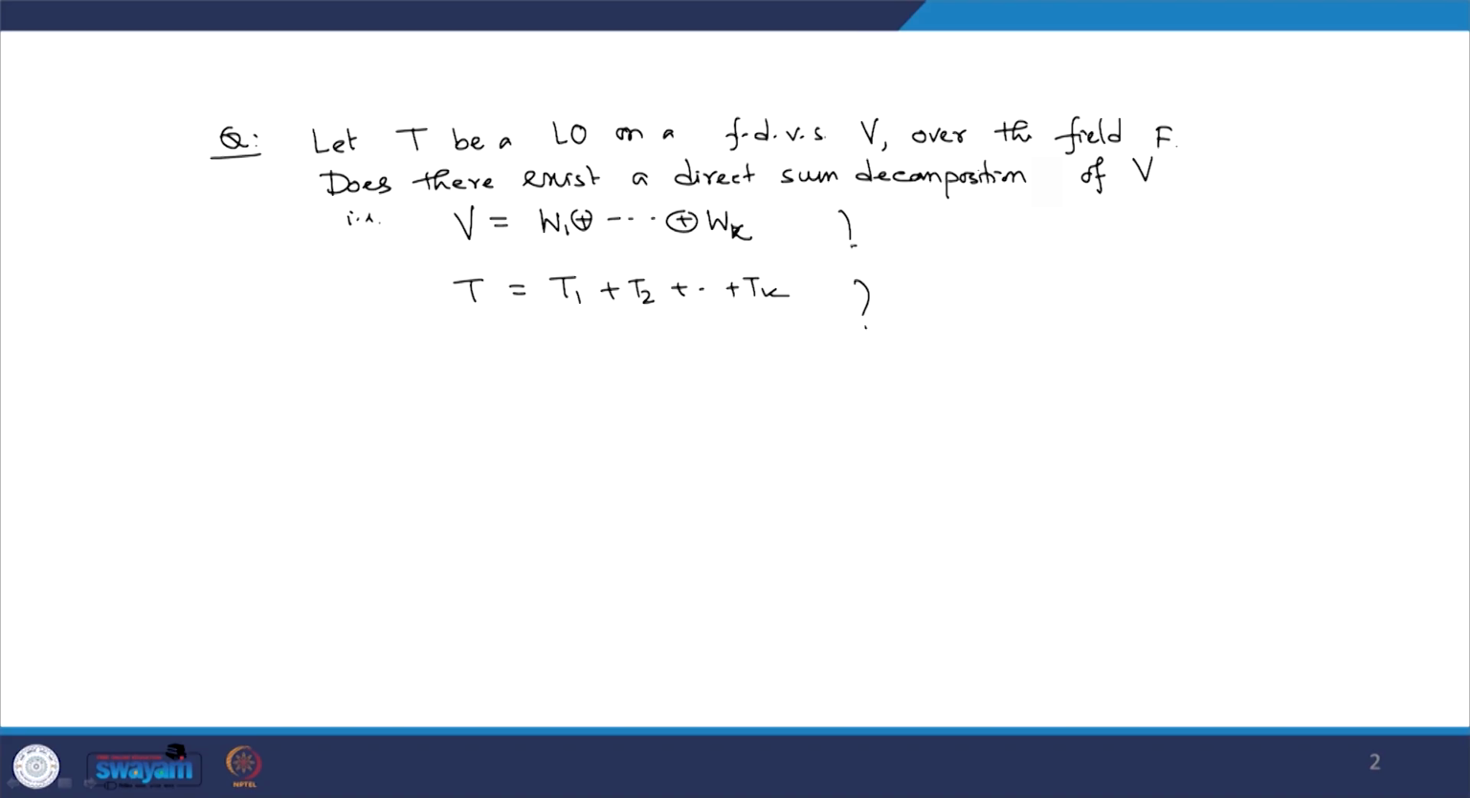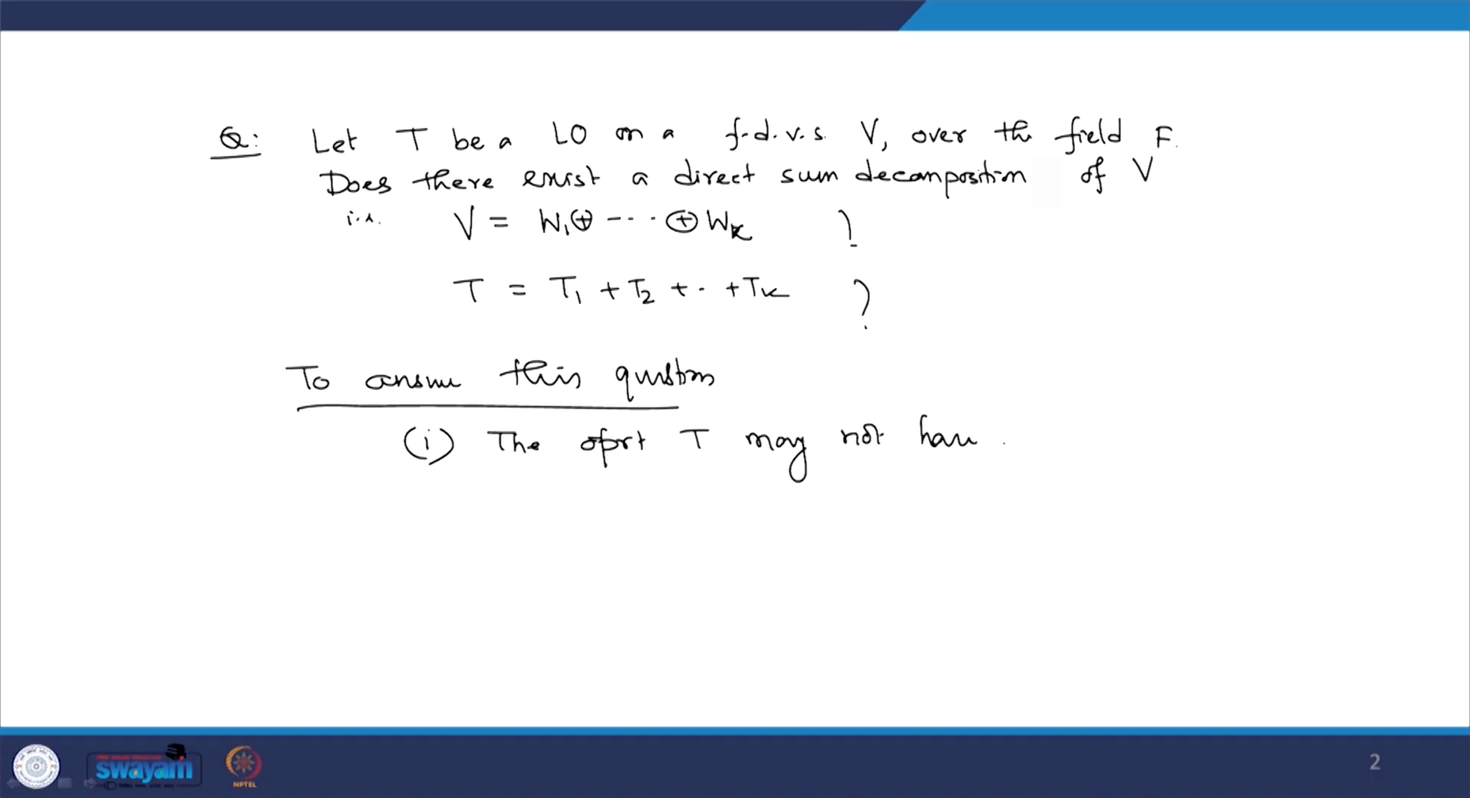Now, to answer this question, if I look in terms of the eigenvalues and eigenvectors of the operator, we see that there are two problems. The first problem is that the operator T may not have eigenvalues over the given field. That is basically the drawback of the field. But this drawback can be overcome if we change this field to a field which is algebraically closed. In that case this problem will be resolved.